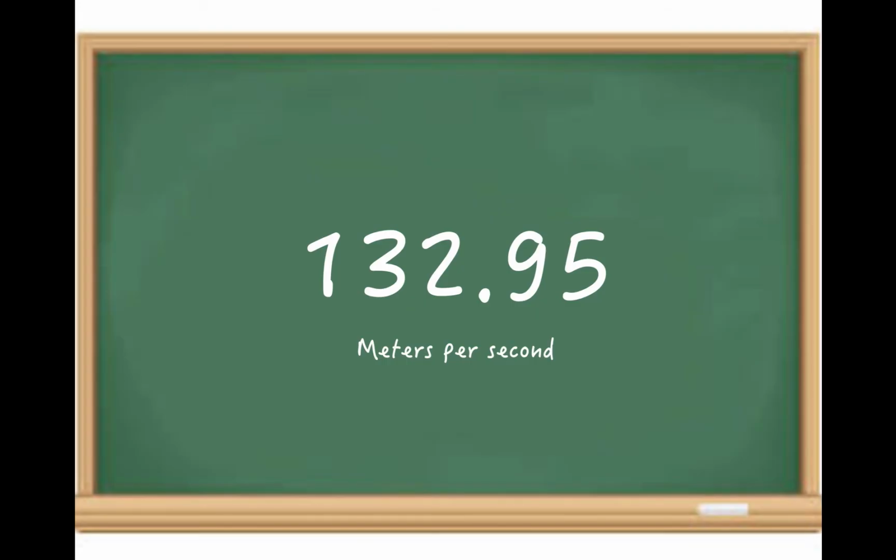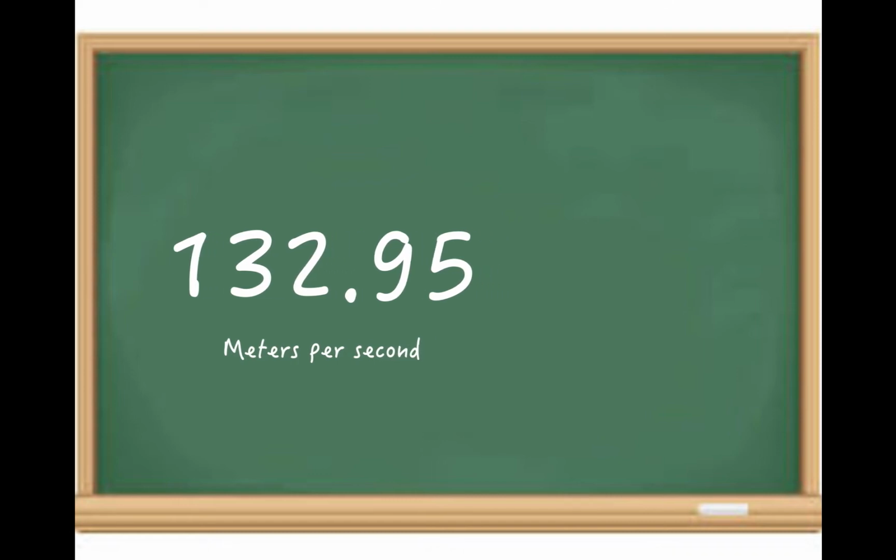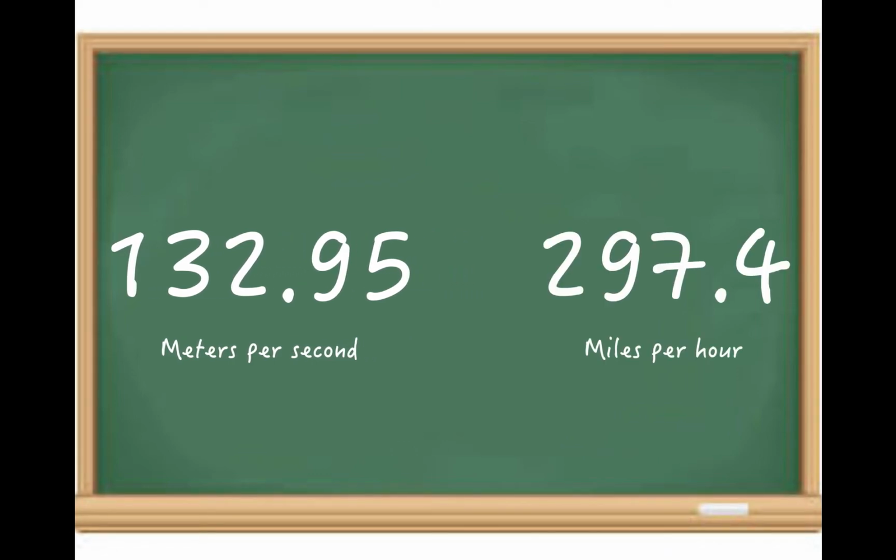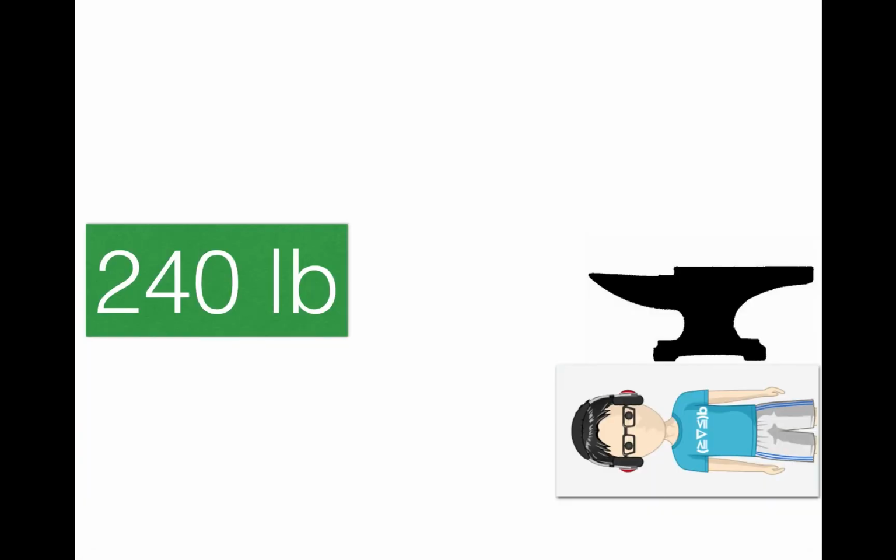My new terminal velocity, redoing the calculations, is somewhere around 132.95 meters per second, or somewhere around 297.4 miles per hour, very close to 300 miles an hour. But here's the real question. When that anvil falls off, my mass goes back to 120 pounds. But I'm traveling faster than my terminal velocity already, thanks to the lift that anvil gave me. So what's the question? Do I just not go any faster? Or do the laws of the universe collapse or something?